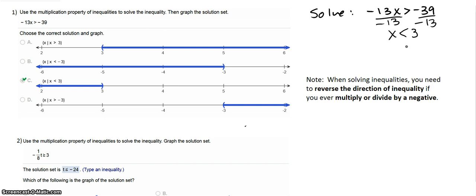That's very important. So I have a note here. When solving inequalities, you need to reverse the direction of inequality if you ever multiply or divide by a negative.